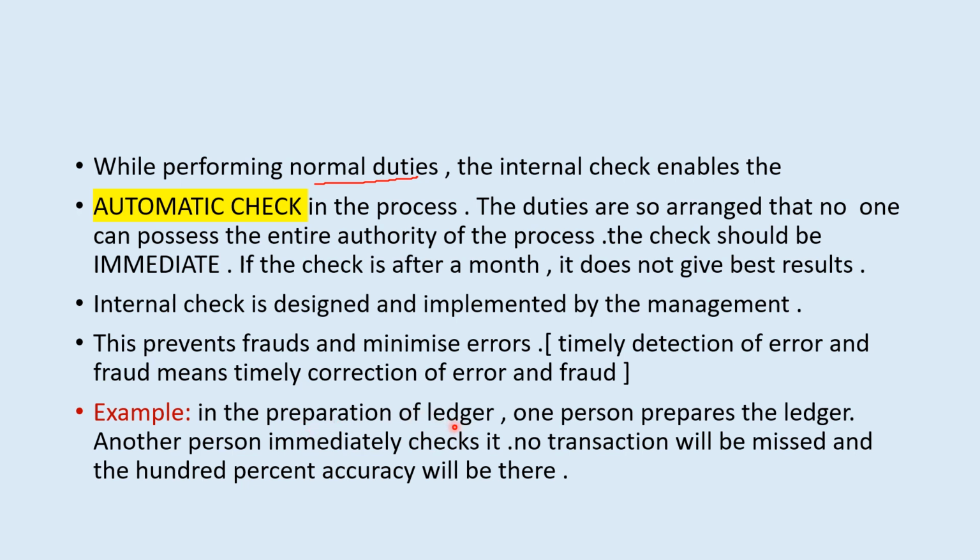For example, when we prepare a ledger, in the system of internal check, one person will prepare the ledger, and another person will immediately check the ledger. This is what internal check means. One is writing the ledger, the other is checking it. So, no transaction will be missed. There will be 100% accuracy because two people are focused on one work. If one person is focused on one work, he may make a human error. But if two people are there, they will be more vigilant and your mistake will be caught immediately. So this is the advantage and importance of internal check.